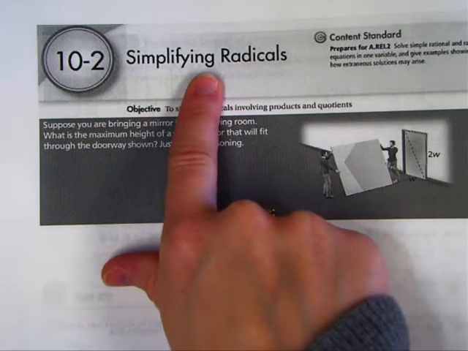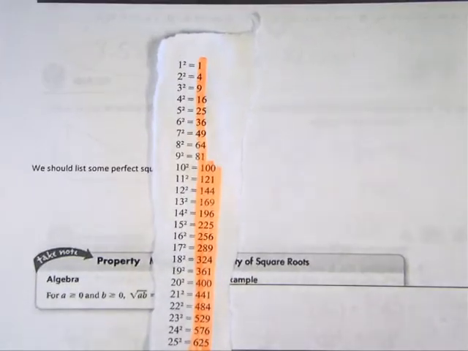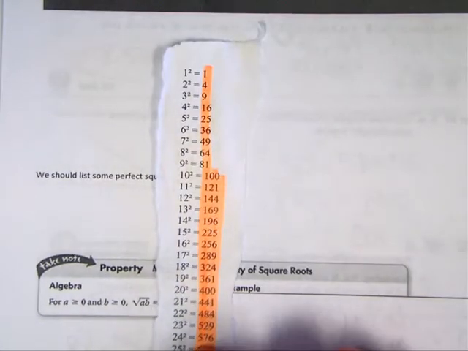Okay, this is going to be probably in the top 4 or 5 things I ever teach you. All right? Now what we need to do, before we begin, is list some perfect squares. Well, I have a little cheat sheet, and I would encourage you to make one.